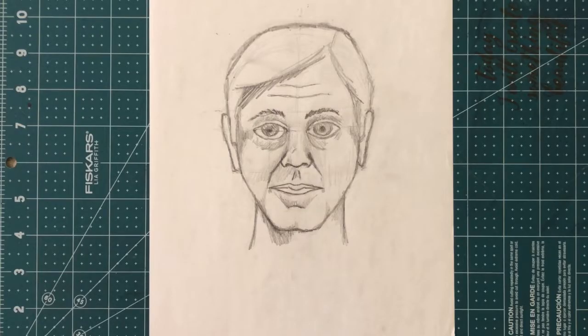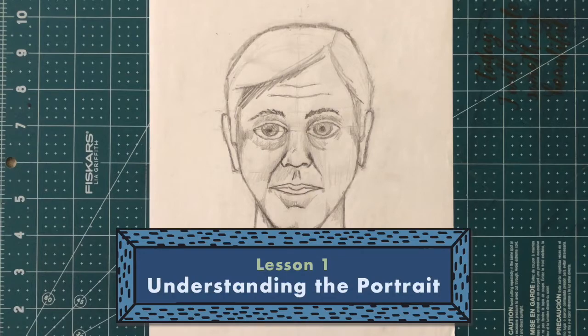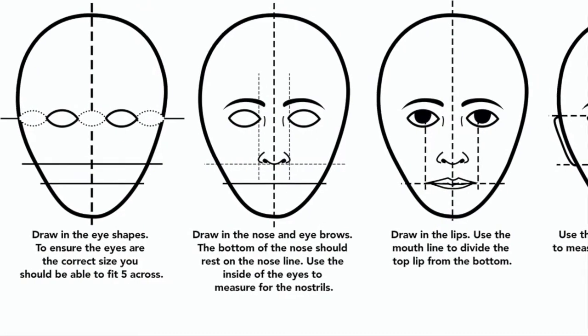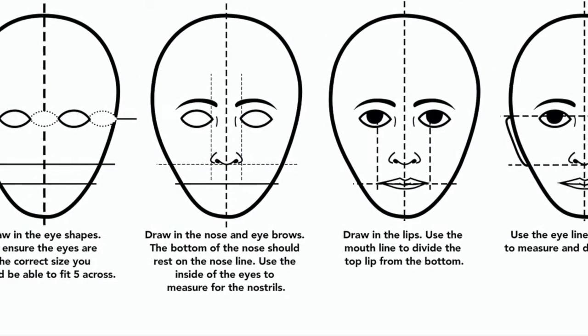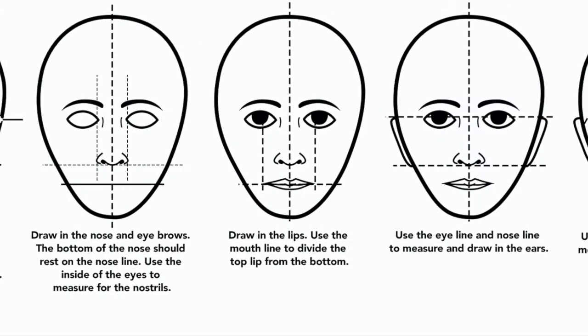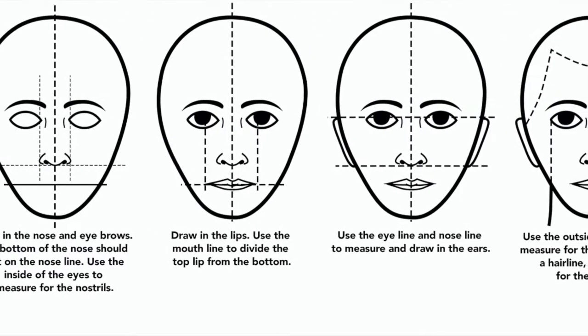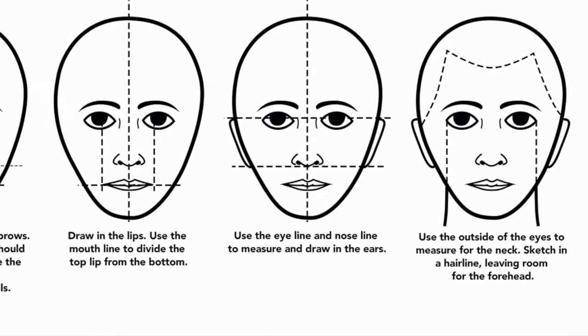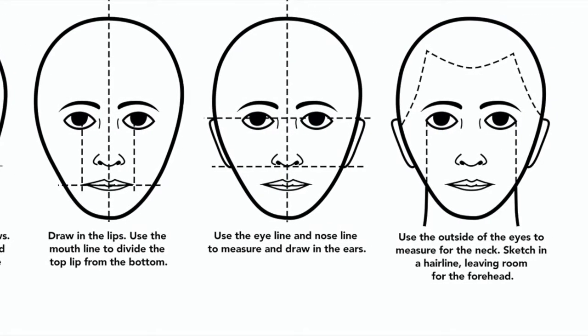Welcome to Lesson 1, Understanding the Portrait. In this lesson, we'll walk through a series of steps that help us understand the proportions of the human face. The thing that distinguishes one face from the next are really these proportions: the relationship of the eyes to the nose to the mouth, to the cheeks, to the chin, to the hairline.